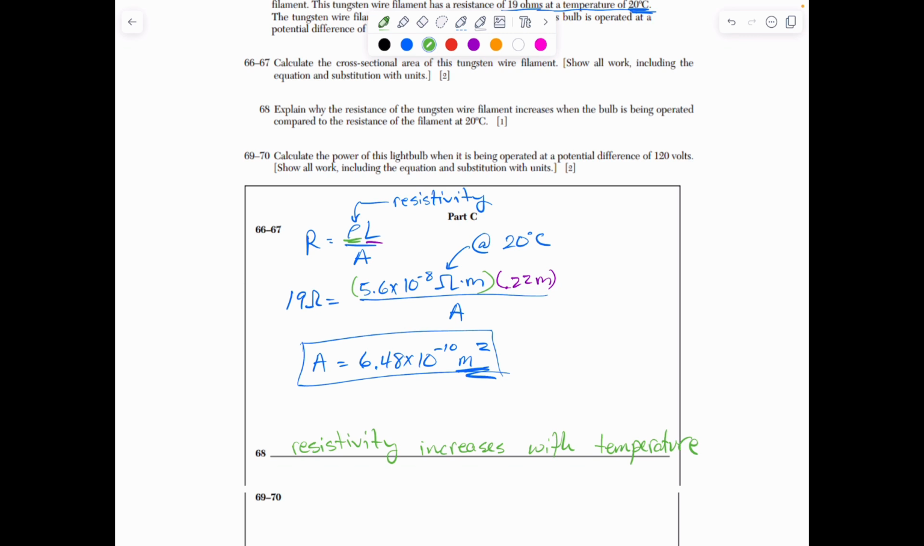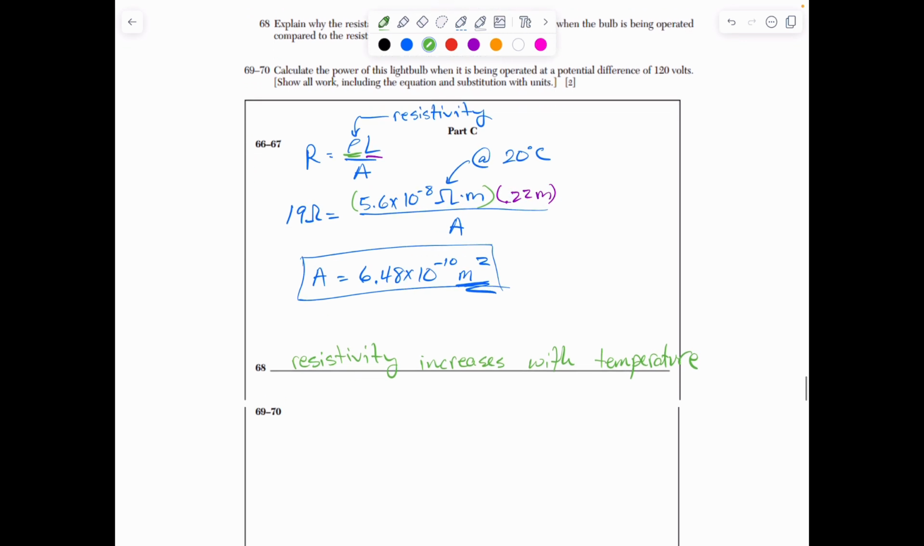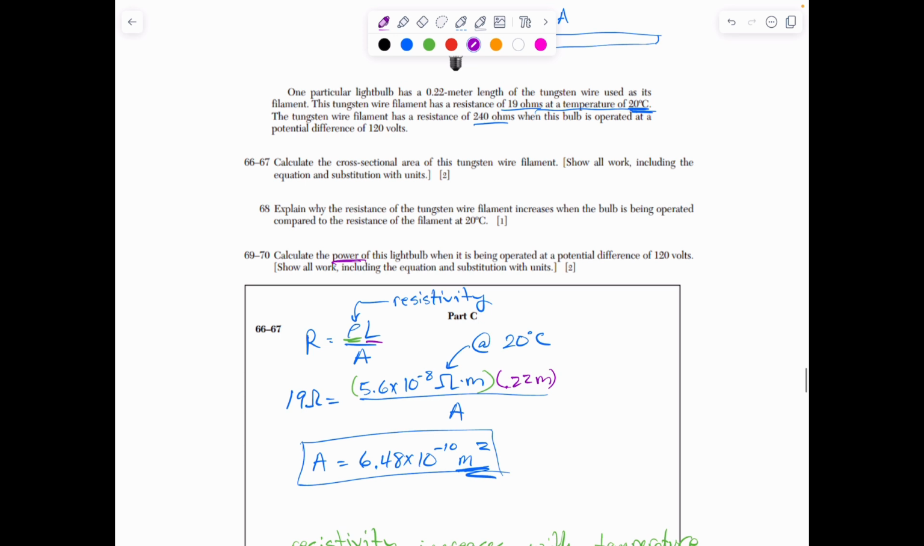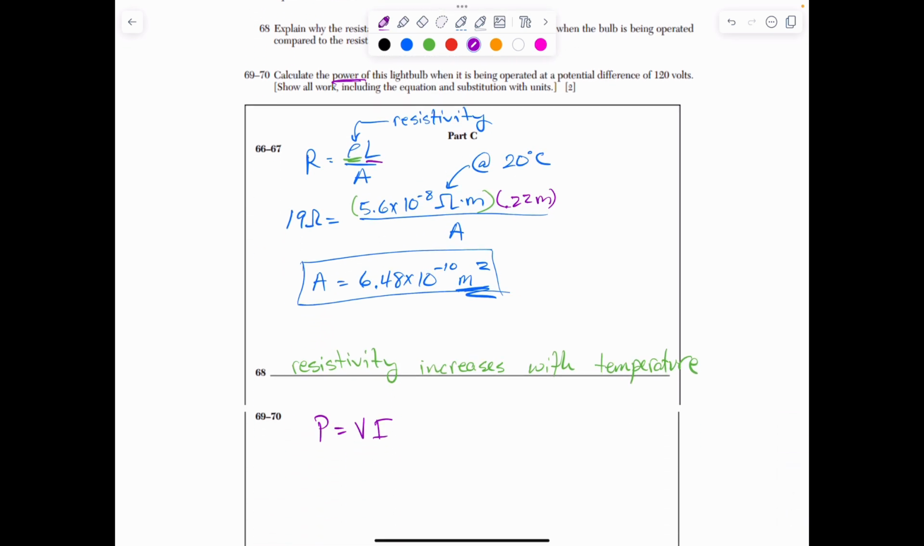All right, question 70. Calculate the power of this light bulb when it's being operated at a potential difference of 120 volts. So, power. We got a formula for power. Power equals, now we've got a lot of parts. A lot of people go straight for VI, right? That's the one we use most of the time. But when we read this, we don't have I. So it's not really a good strategy. So let's look at some of our other equations that we can use for power. The next part of this equation is I squared R. Again, we don't have I, so that doesn't help us.